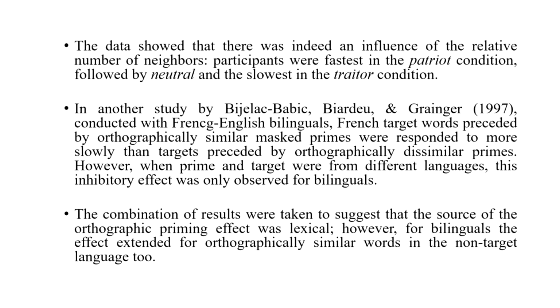In another study by Bijeljac-Babic, Biardeau and Grainger, which they conducted with French-English bilinguals, French target words preceded by orthographically similar masked primes were responded to more slowly than target words preceded by orthographically dissimilar primes. However, when the prime and target were from different languages, this inhibitory effect was only observed for bilinguals. Again, this tells us that in some sense the participants are activating word candidates from the other language.